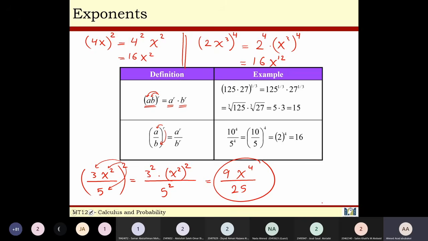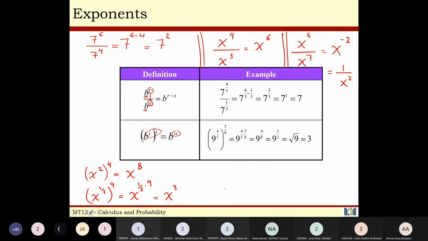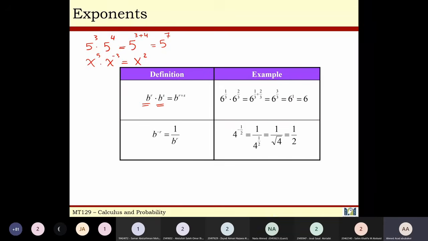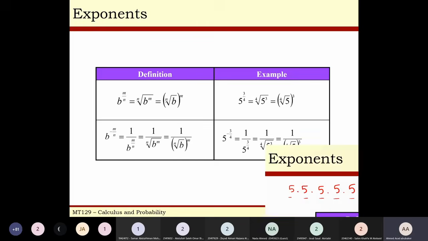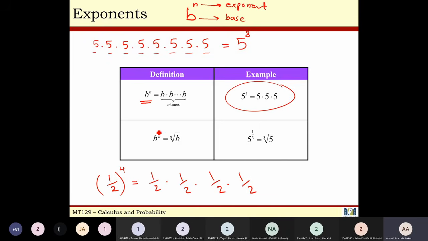Now return to this one. What's the meaning of b to the power 1 over n? This is the radical for the b. And the denominator n is the index of the radical. هذه درجة degree of radical أو دليل الجذر.